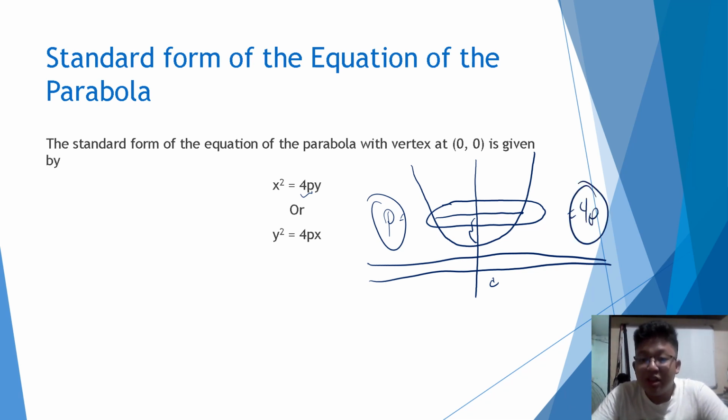Okay? So, we need to equate it to 4P for us to be able to get the value or the distance of our focus. Okay? Focus to or from the vertex. So, similar to x, no? I mean, to y squared equals 4px.